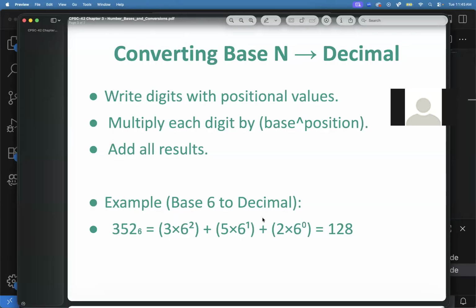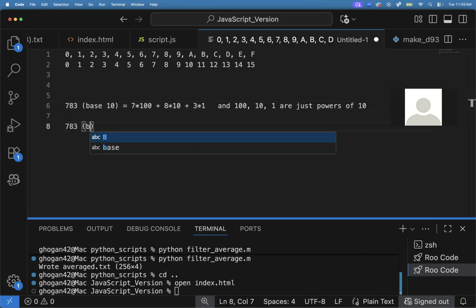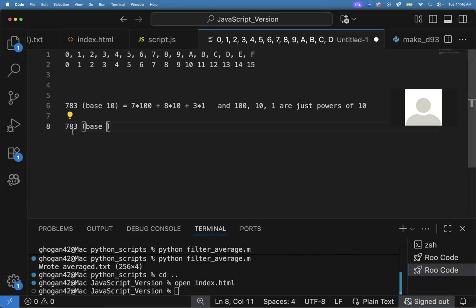So, for example, let's say we had the exact same number, 783, but instead of being in base 10, what if it was in base 6? Actually, this can't be base 6, because it uses digits of 7 and 8. So it's got to be at least base 9. So let's just say it's base 16. Let's say this is a number in hexadecimal.